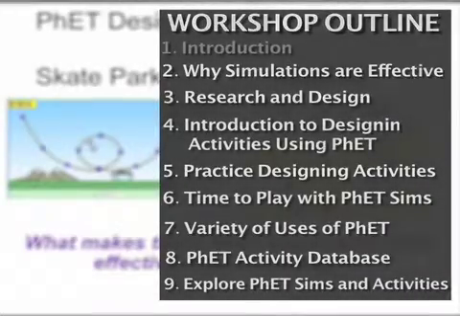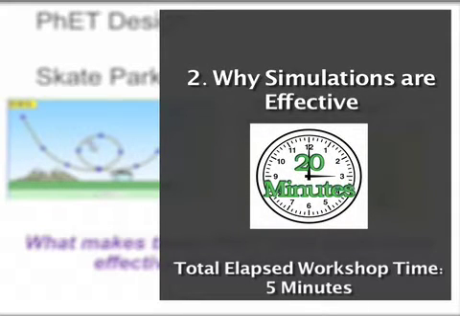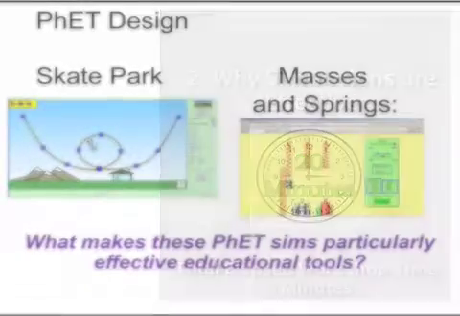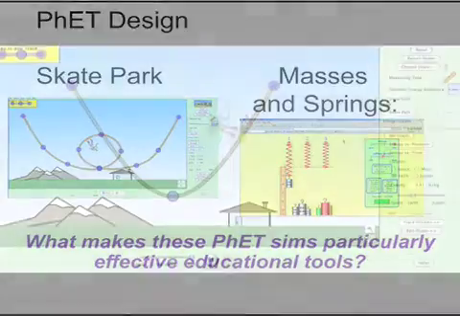In the next part of the workshop, we talk about what features of the simulations make them effective, using 2 specific sims as examples. Energy Skate Park is a visual representation of a real-world situation with many tools, whereas Masses and Springs is more similar to a common physics laboratory with fewer tools. And then we facilitate a discussion about how the participants perceive the sims being used in their classrooms.